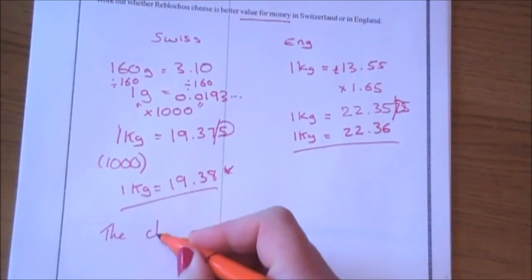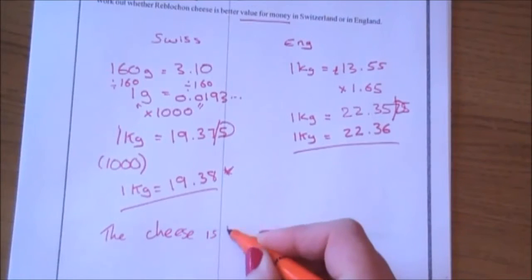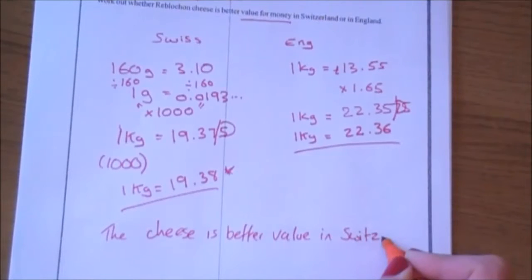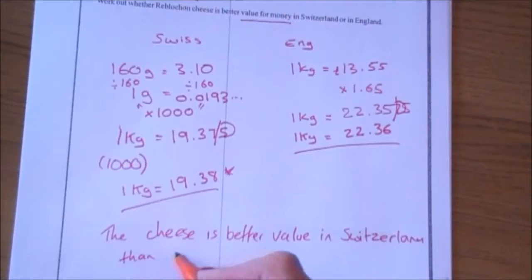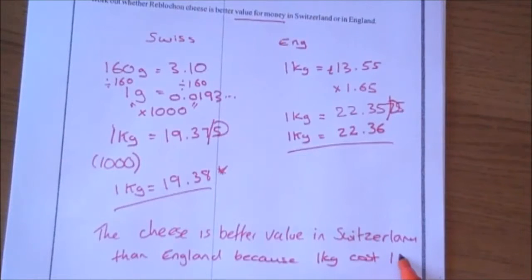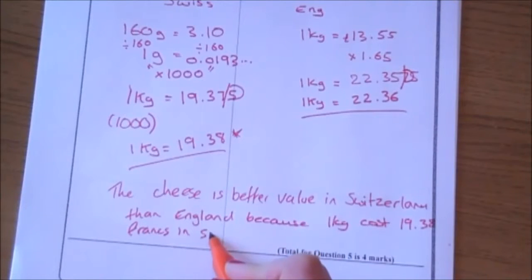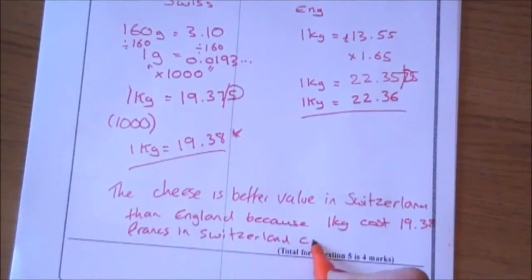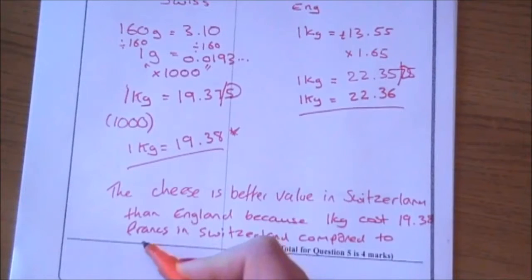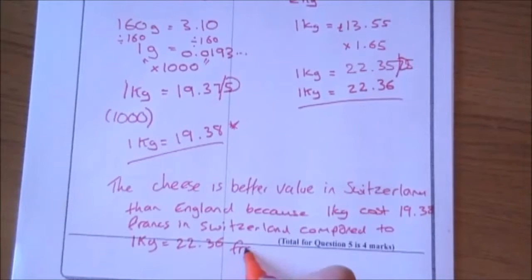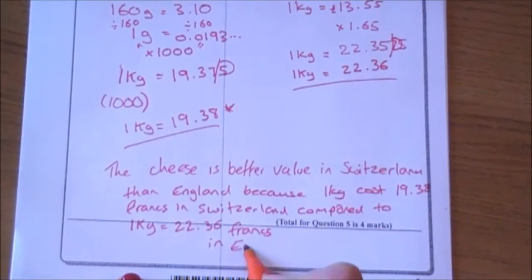So the cheese is better value in Switzerland than England, because 1 kilogram costs 19.38 francs in Switzerland compared to 1 kilogram, which is 22.36 francs in England.